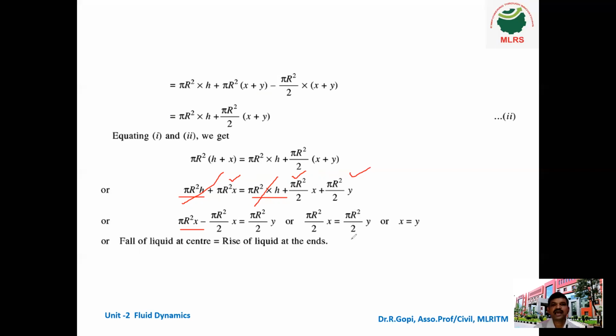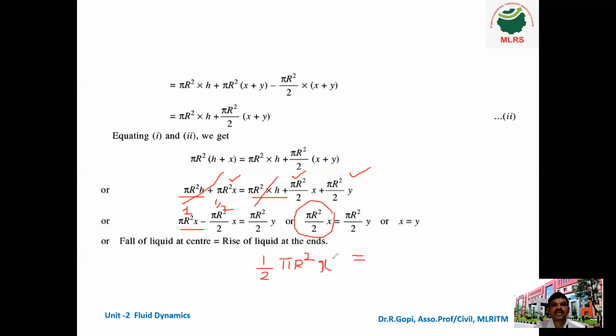So now again I am simplifying. What is this? Here 1 pi r square x is there. Here 1 by 2 pi r square x is there. So what is 1 minus 1 by 2? It is nothing but 1 by 2 pi r square x. Okay, 1 by 2 pi r square x. So this is this value.